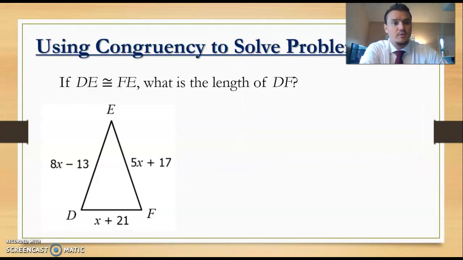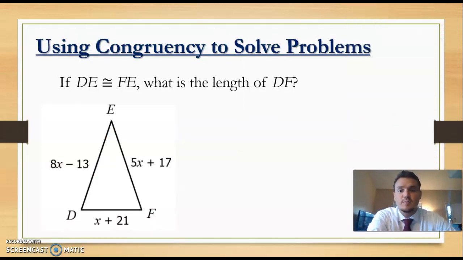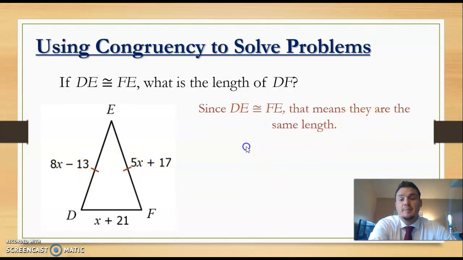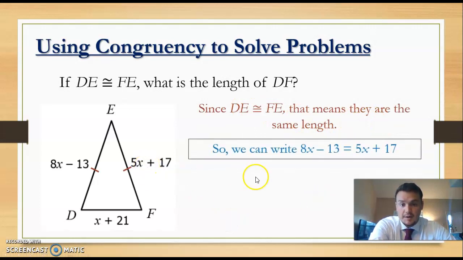All right. Now, we can use congruency to solve problems. So let's say that in this diagram, we know that DE is congruent to FE. We want to use that to figure out what the length of DF is, right? So if DE is congruent to FE, we can put those little tick marks on there to indicate that they are the same measure. So they are the same length, which means that they're equal. So all you're going to do is set these 2 sides, which are represented by expressions, equal to each other here.